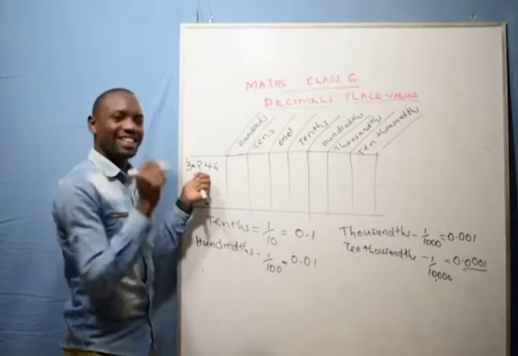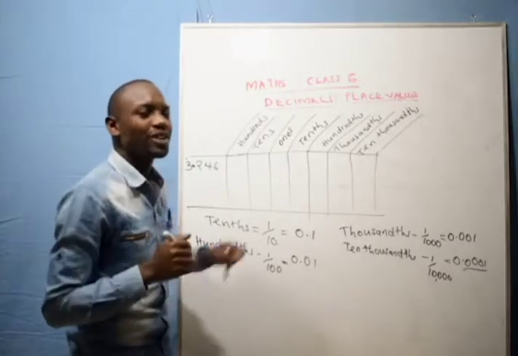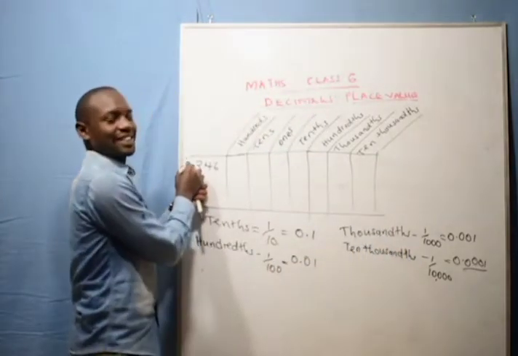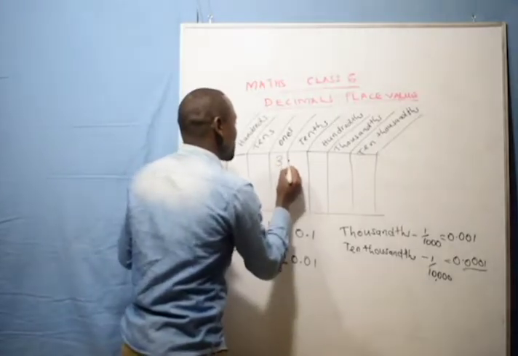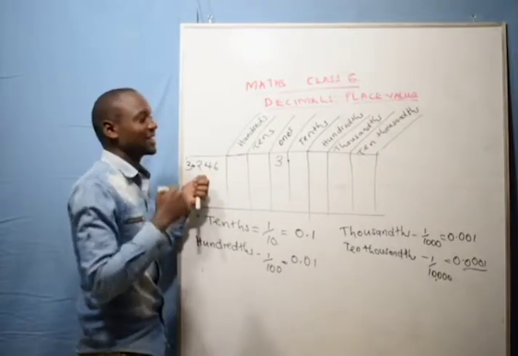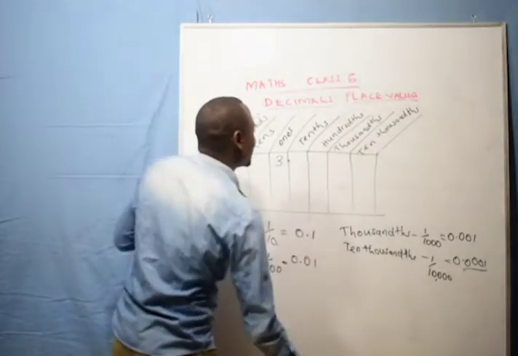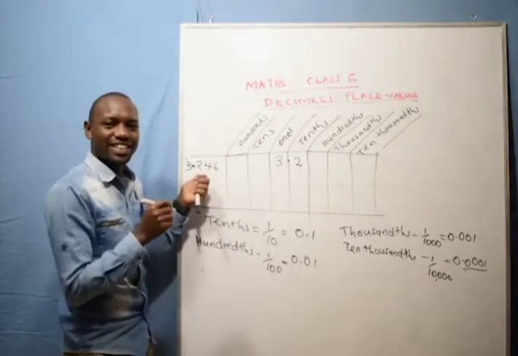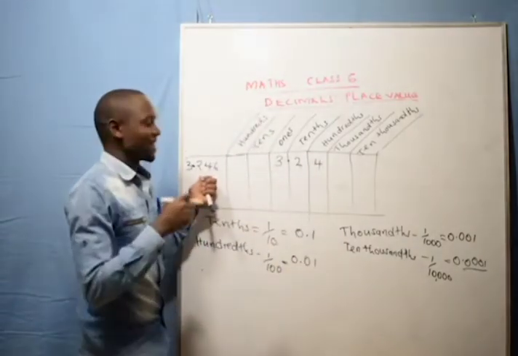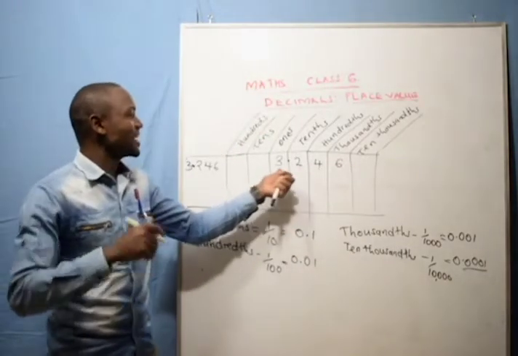We say the first digit, always consider from the decimal point. The first digit from the decimal point to the left is always ones. So 3 is in the ones place, then this is where we have the decimal. The first digit from the decimal point is in the tenths place value. So the place value of digit 2 is tenths. The second digit from the decimal point is hundredths. The third digit from the decimal point is thousandths.